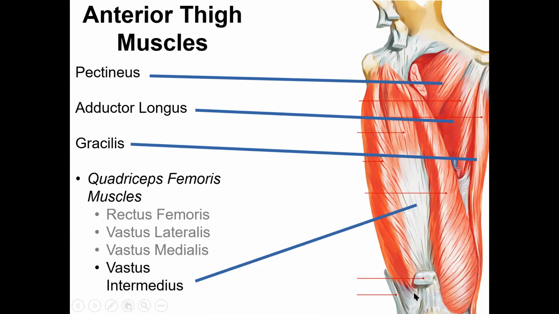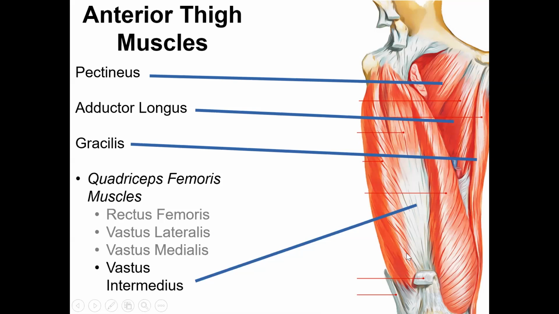So here we can see that vastus intermedius much clearer. And this is the cut surface of rectus femoris. So as I mentioned on the previous slide, rectus femoris, if we peel that muscle away, we'll see the fourth quadriceps femoris muscle, which is vastus intermedius.